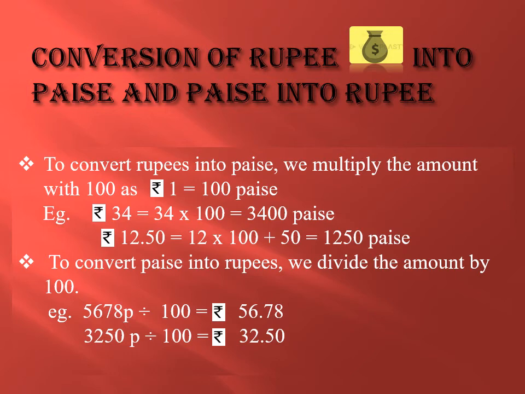Just opposite to that, when we have to convert paise into rupees, we divide the amount by 100. For example, 5678 paise when converted into rupee will be divided by 100 and will give rupees 56.78. Decimal is separating here rupee and paise. 56 is showing the rupee value and 78 is showing the paise value. Similarly, in the next example, 3250 paise converted to rupee will give 32 rupees 50 paise, 32.50. So we will read it like this, rupee 32.50.